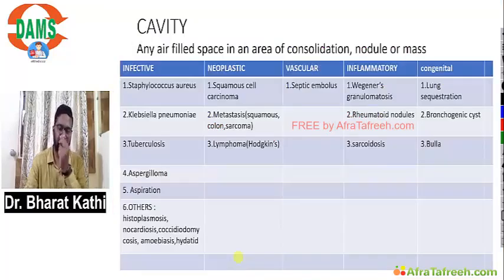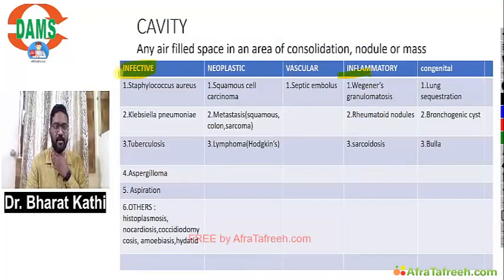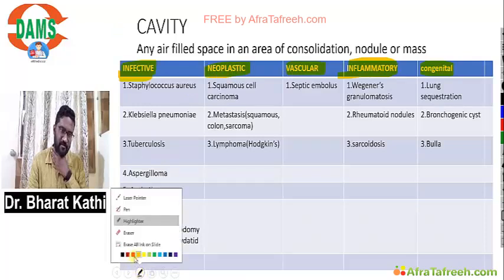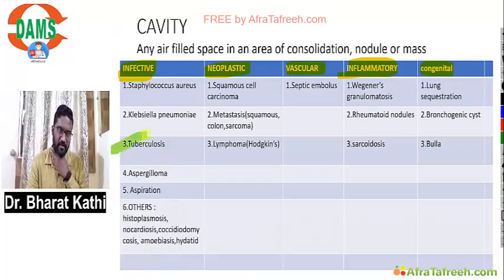So this is an exhaustive table. If you want, you can learn this by heart, but I have made it in a logical manner. Infective causes, inflammatory causes, congenital causes, vascular causes, neoplastic causes. So infections, first should be TB. So this is number 1 in India.